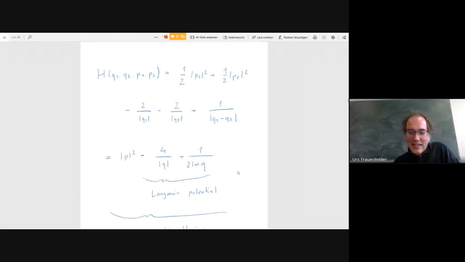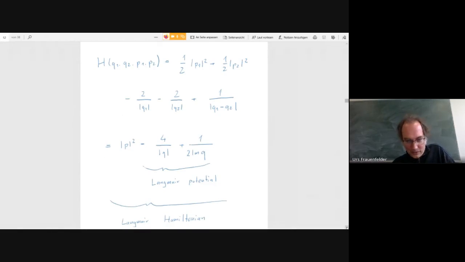Okay, so let's refer to this as our Langmuir potential, and this is now our Langmuir Hamiltonian. So this is now just, we have now just a four-dimensional phase space, because we just need to understand one electron, then we understand the second one.